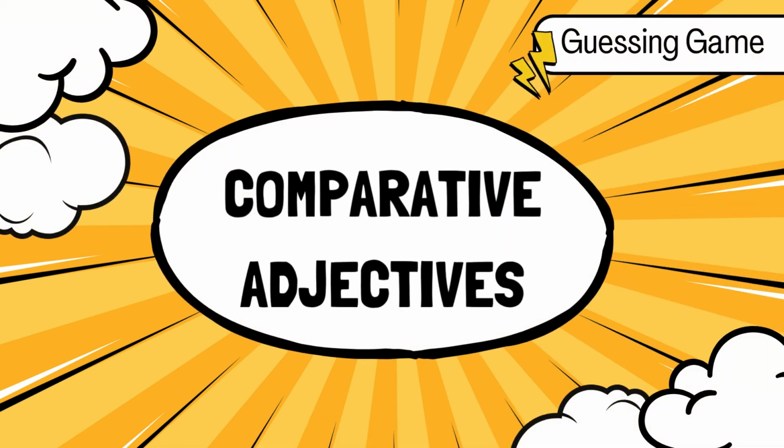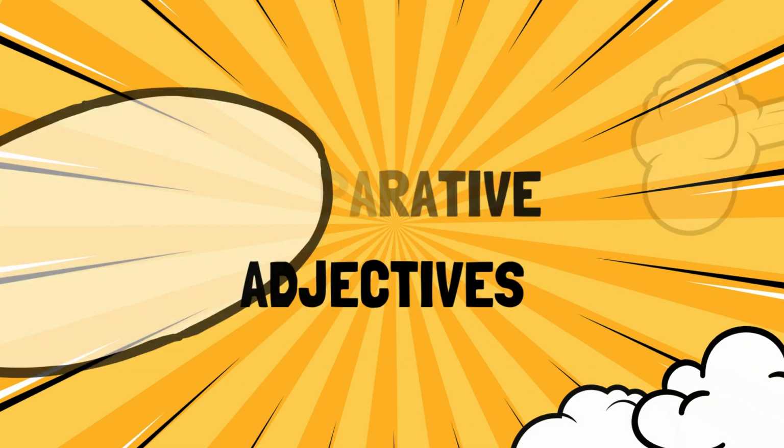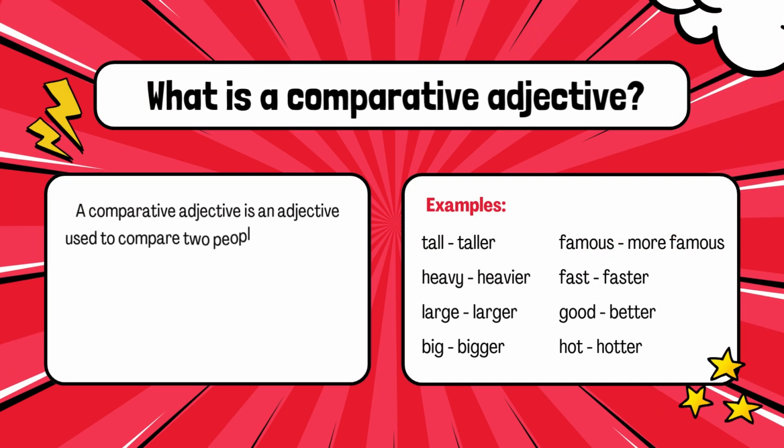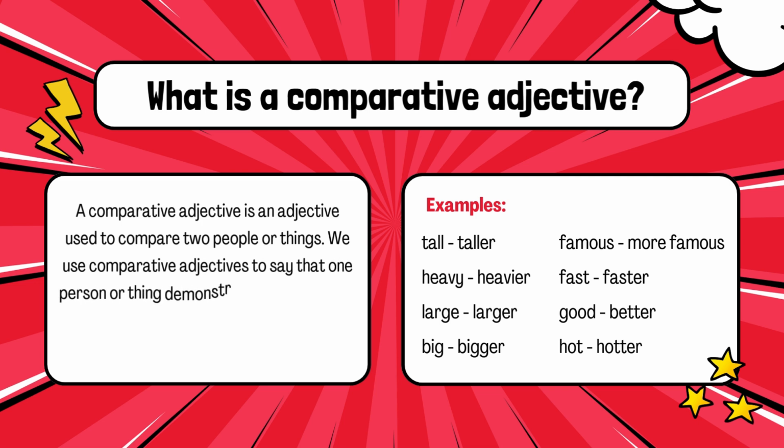Today's lesson is comparative adjectives. What is a comparative adjective? A comparative adjective is an adjective used to compare two people or things.